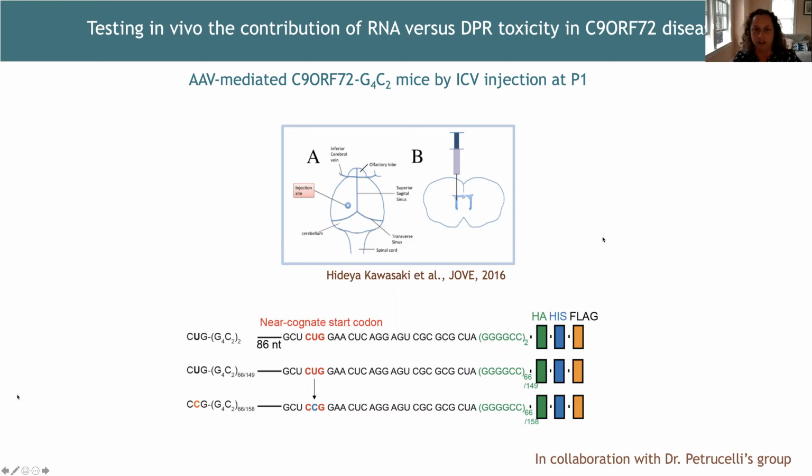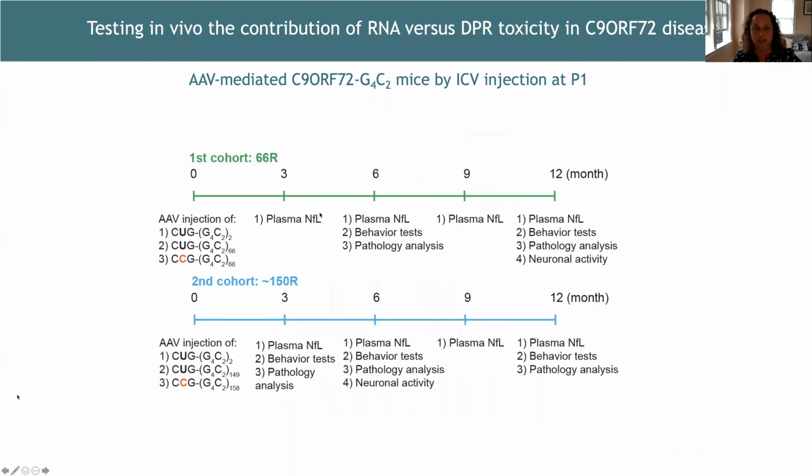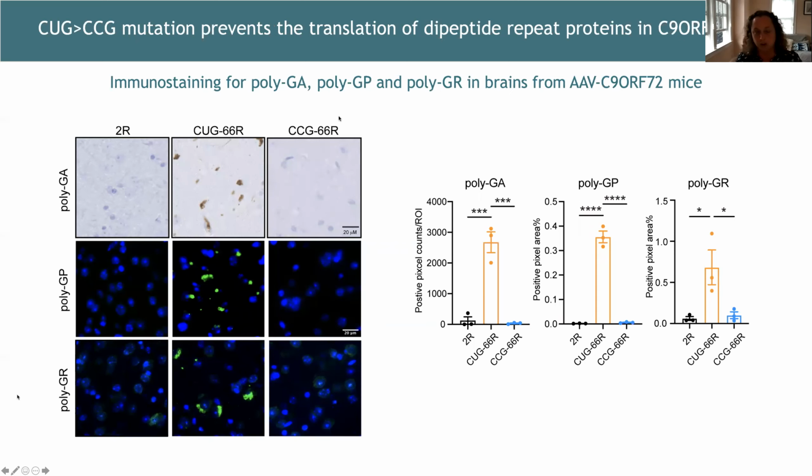Xin Zhang in my group, who is leading this project, has injected and is now characterizing these mice at different ages for different behavioral and pathological analyses, including, in collaboration with Ksenia and Elisa, neuronal activity in vivo. So this is ongoing work. I'm just showing you preliminary results that clearly show that even in vivo, when we mutate just one base of this CUG to CCG, we prevent the formation of dipeptide repeat protein, despite the formation of RNA foci. You can see in all three frames, we don't have accumulation of the dipeptide repeat protein.